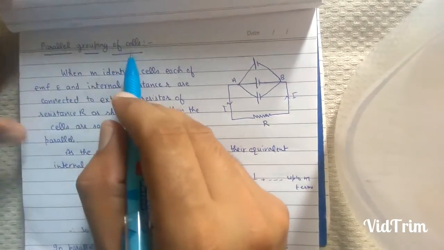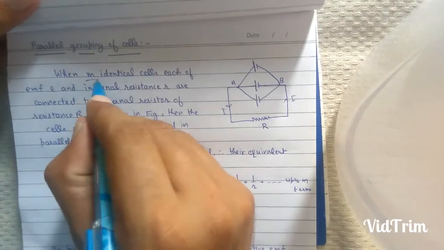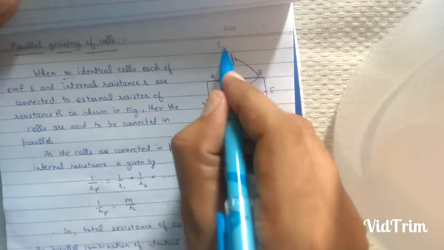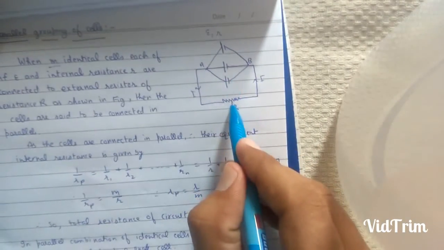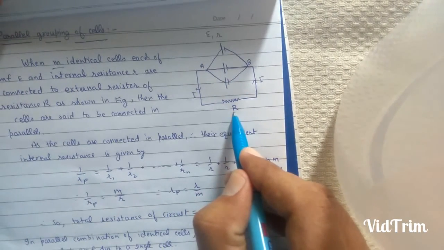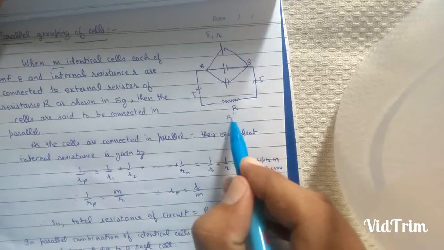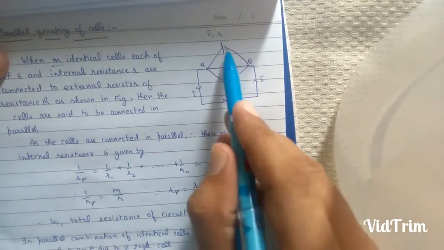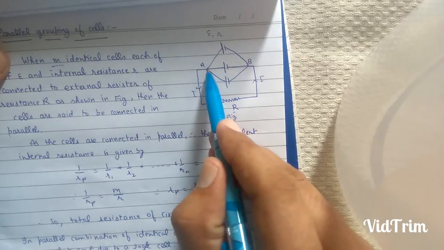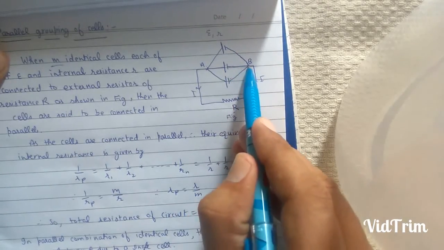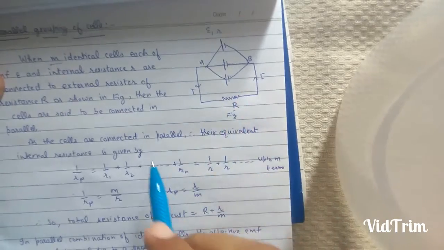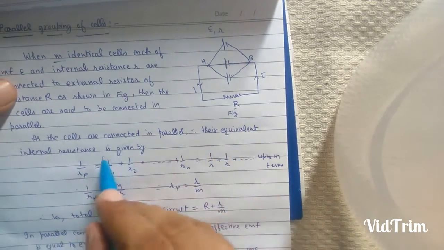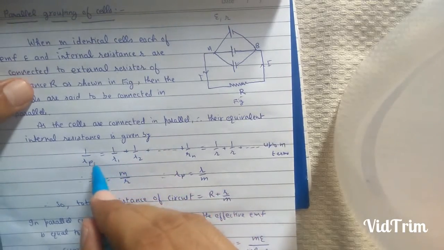Now the parallel grouping of cells. When m identical cells, each of EMF E and internal resistance r, are connected to an external resistance R as shown in this figure, then they are said to be connected in parallel. In parallel grouping, the positive electrodes of all the cells are connected at one point and the negative electrodes are connected at another point.